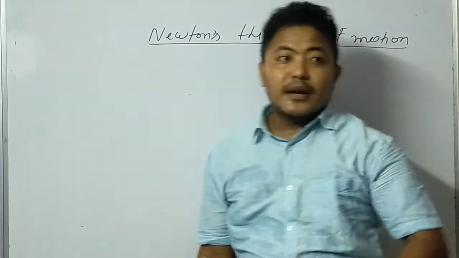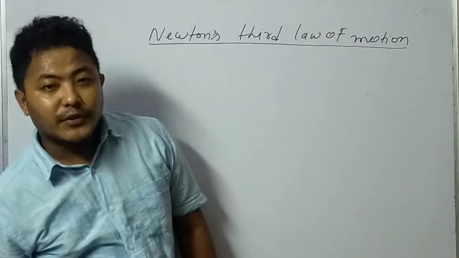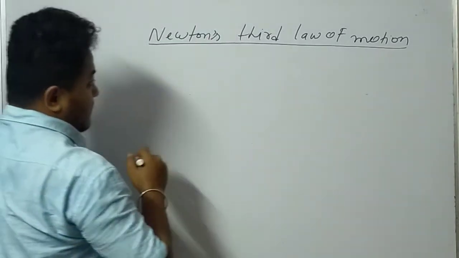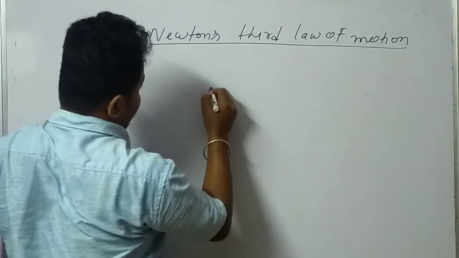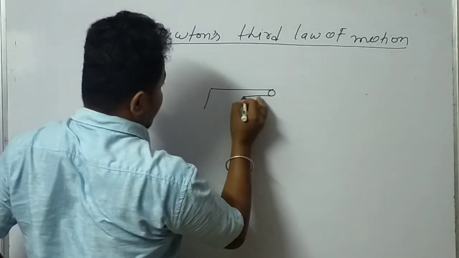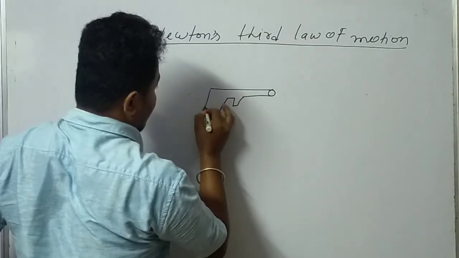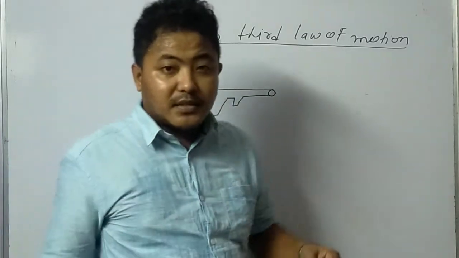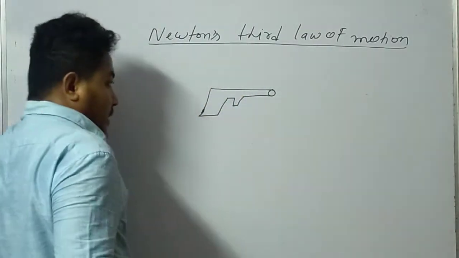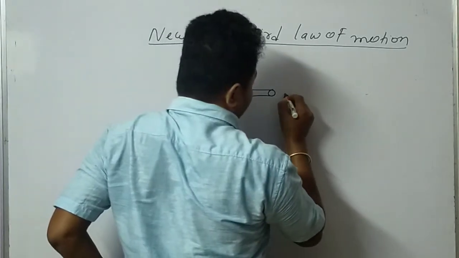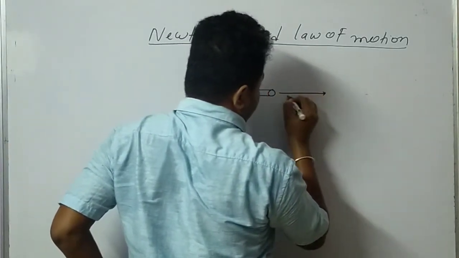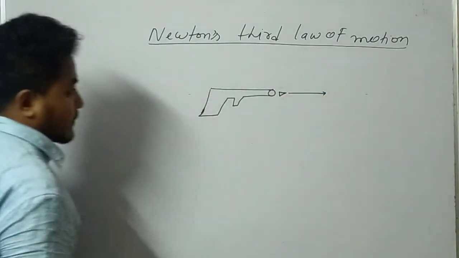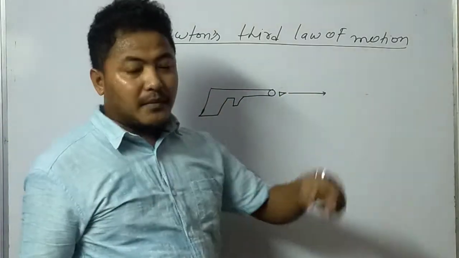And the best example of Newton's third law of motion is the gun. Have you seen a gun? Suppose this is the gun for us. The recoil of a gun is the best example of Newton's third law of motion. Once the bullet goes away, suppose this is the bullet, and the bullet has been fired out from the gun.